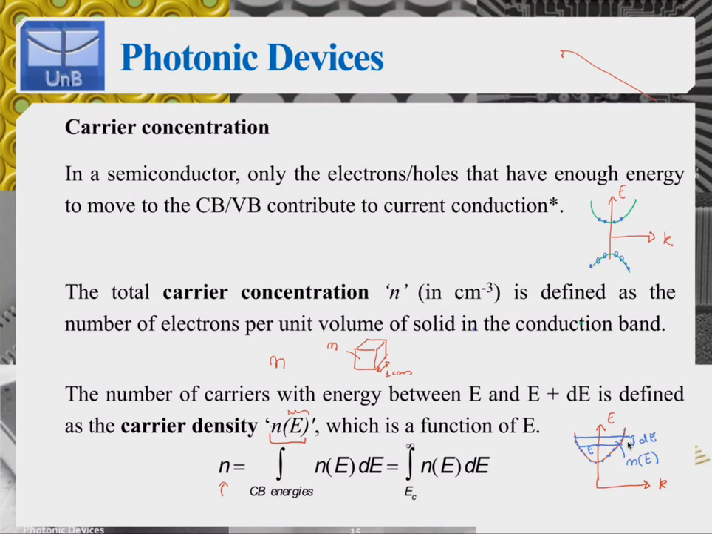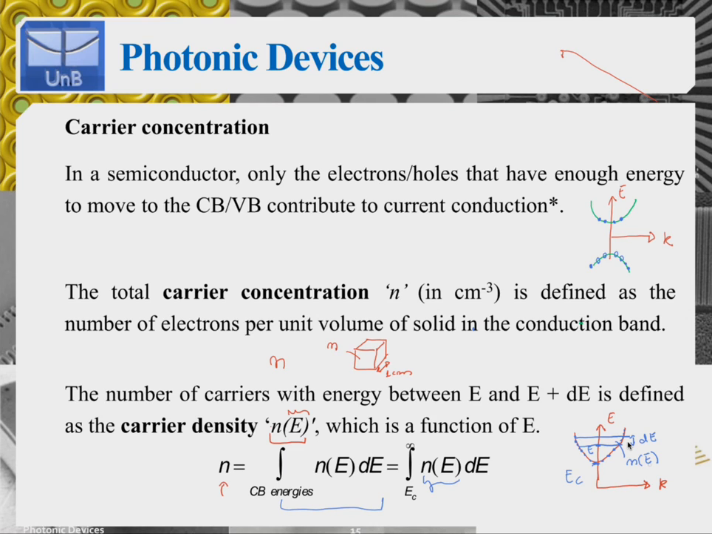Therefore, if you integrate the carrier density over all of the energy values in the conduction band, you will get the carrier concentration. In order to get the carrier concentration, you need to integrate over energy from the band edge, so this would be EC, the band edge of the conduction band, up to infinity, or up to the entire range of the conduction band. Actually, you integrate N of E, the carrier density, in order to obtain the carrier concentration. So if you sum up all of the electrons in the conduction band, you're going to get the carrier concentration.